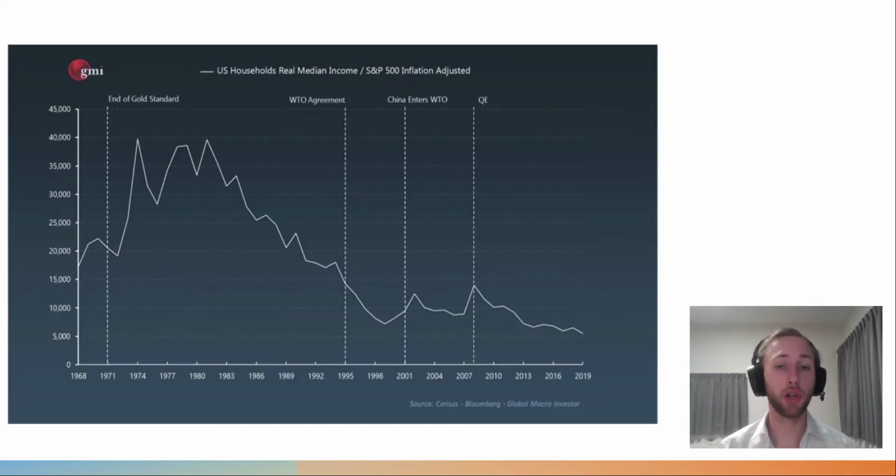Now, what that conclusion looks like in another graph is represented here. This is the average amount of S&P 500 stocks the US median household can buy. And as you can see here, between 1974 and 1980, that was about 40K, hovering between 40 and 30K. That has dropped down to just over 5K, right?